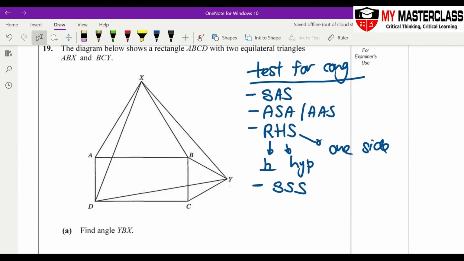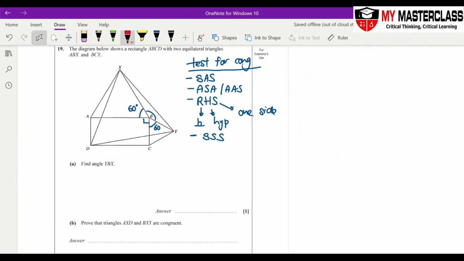So the question 1, find YBX. This one I don't need to tell you all. This one is 60, right? Because equilateral triangle. And then this one is 90. Then go and find yourself. But those that I never do, don't need to do now. Later, then you do yourself. But what I want to talk about is prove that AXD and BXY are congruent.